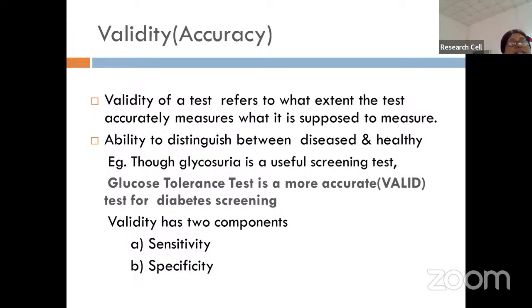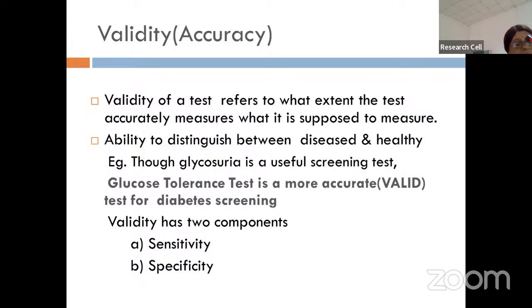For example, glycosuria is a useful screening test. Examining urine for sugar is acceptable because it is non-invasive, it is feasible, it gives rapid result, but still it is not accepted as a screening test for diabetes. Why? Because it is not valid. So validity is a very, very important criteria for selection of a diagnostic test. And on that matter, the oral glucose tolerance test is more valid because it accurately measures the changes or variations in the blood sugar level.